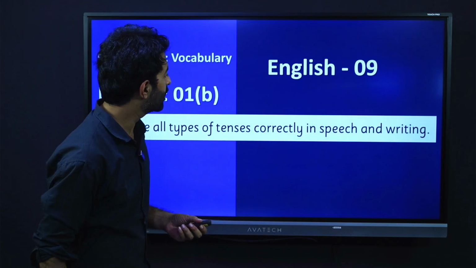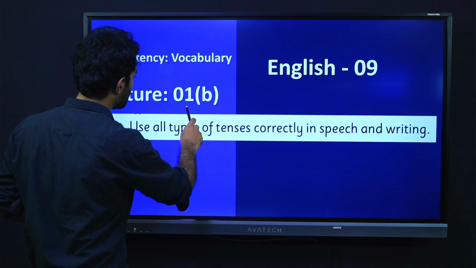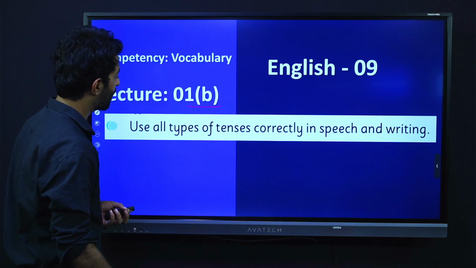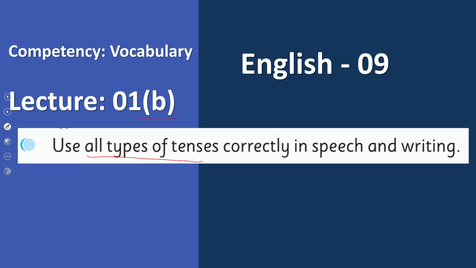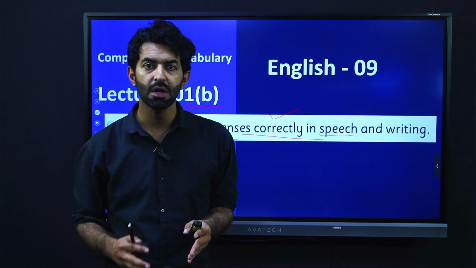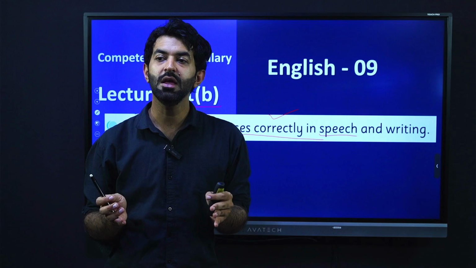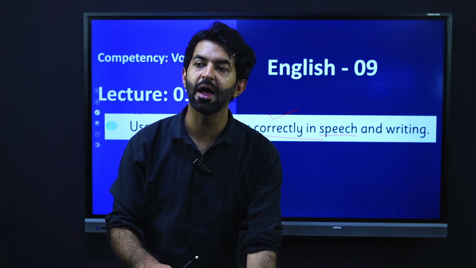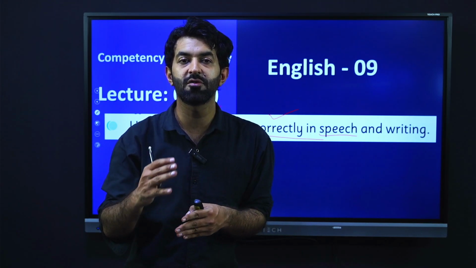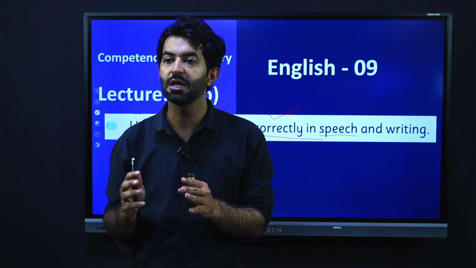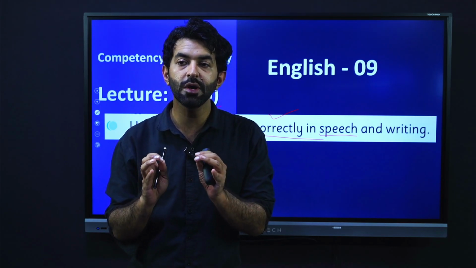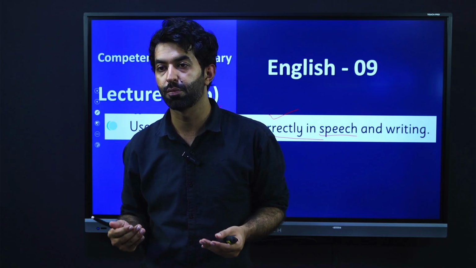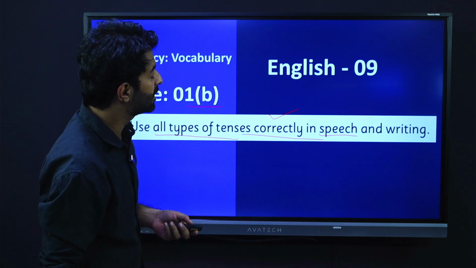Students, today we are going to talk about our lecture 1B, and we are going to talk about types of tenses and correctly using them in speech and writing. Now, this is a very recurring kind of student learning outcome. Whenever we have this in the book, you can see that we are addressing different kinds of tenses in each unit. Today, we will only talk about present simple, but with a lot of activities.